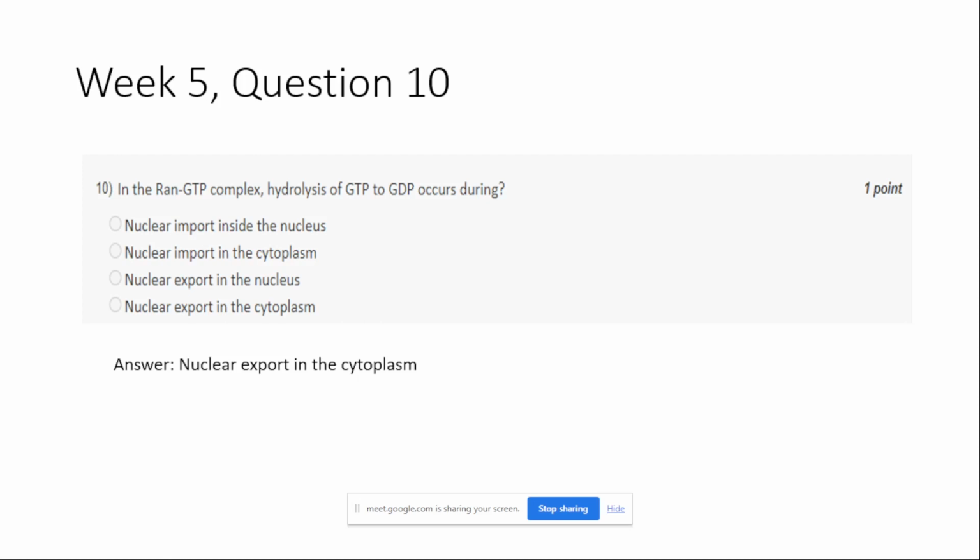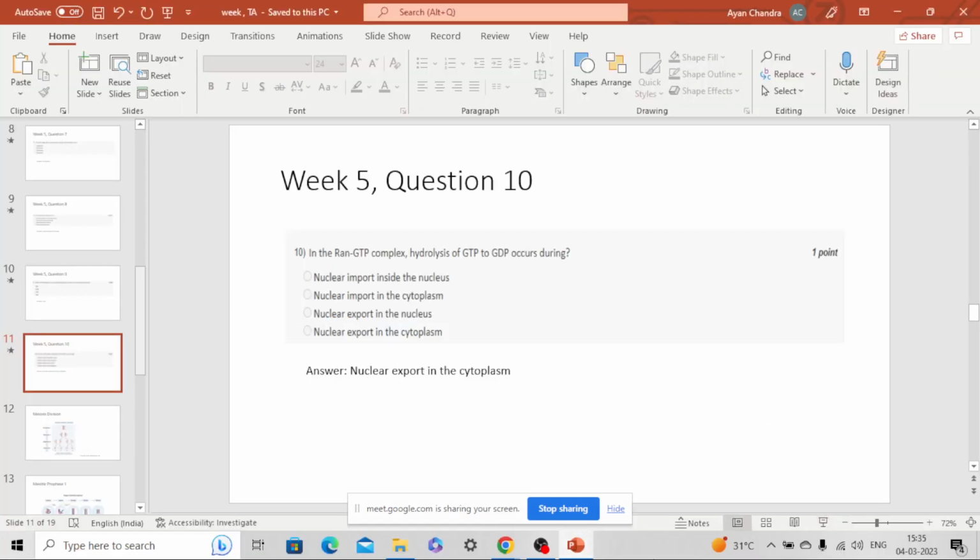And as you know, we are talking in the context of budding yeast. In budding yeast, the nuclear envelope will not be completely broken down, so this attachment will be there.